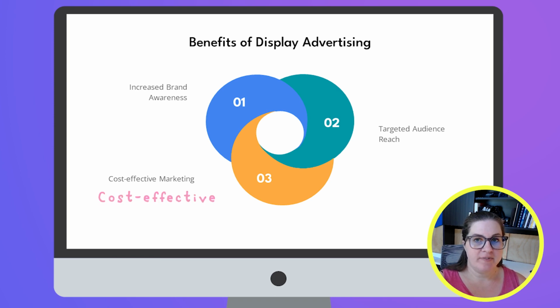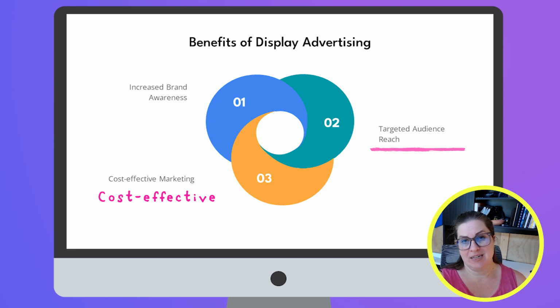It's very cost effective. You're talking about if you're paying 50 cents a click, I would consider that expensive. Now your conversion rates are going to be lower as well. That's kind of just the name of the game, but it can be profitable. And there are lots of people who make some really good money with strategic display advertising, even in the affiliate marketing space. The other benefit is you have a very targeted audience reach.